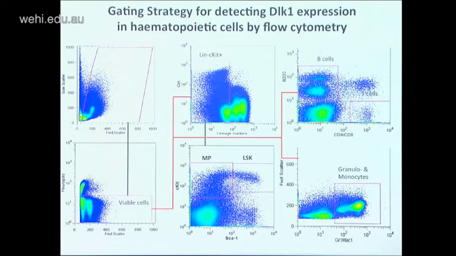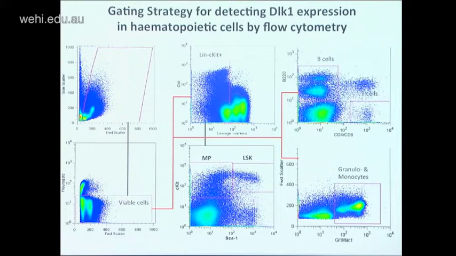So this is either fetal liver or bone marrow, where you first use the forward or side scatter to gate on the cells of interest, and then obviously you want to select the live cells. And if you want to look at the stem cells and the progenitors, you gate on the lineage negative, c-KIT positive population, and then split it by c-KIT and SCA1 expression, with the SCA1 positive and c-KIT positive population being the LSK stem cells, and the other one, the progenitors.